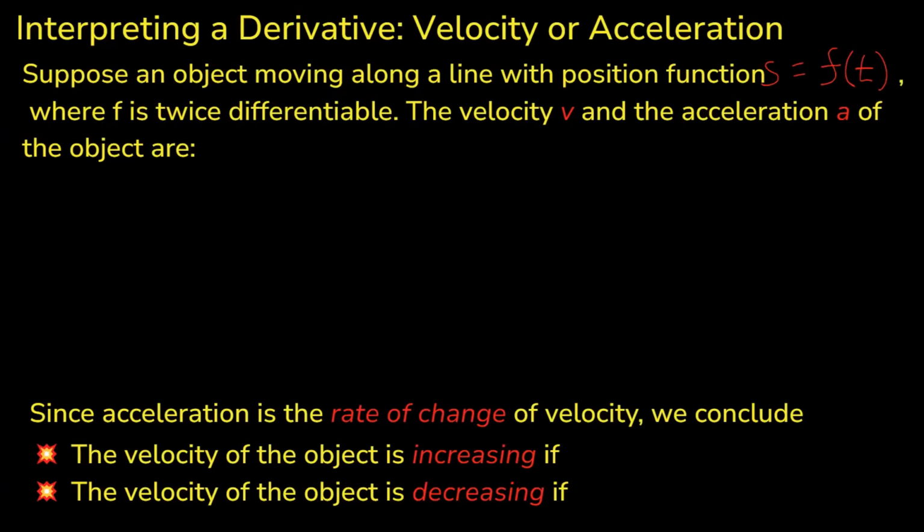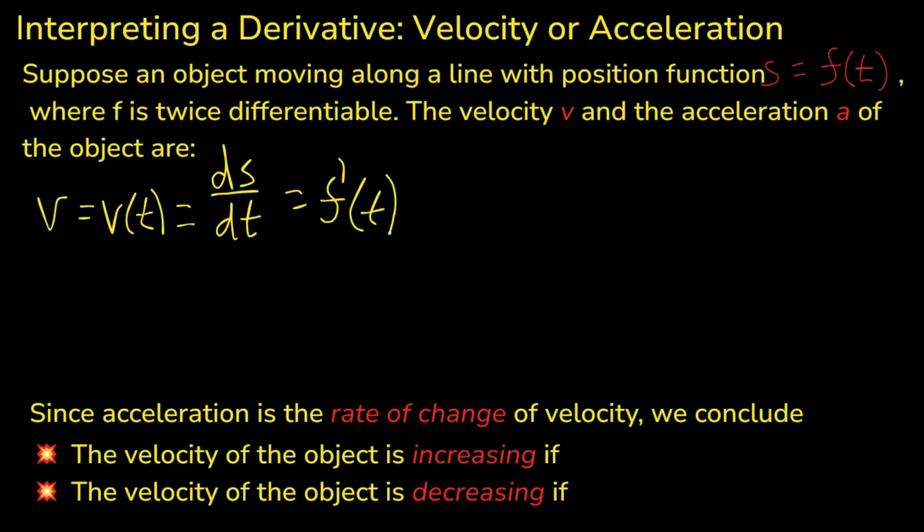So suppose we have an object moving along a line with position function s, where s is a function of time, so f of t, and f is a twice differentiable function. The velocity and acceleration functions of the object are going to be as follows. V, or we could write it in function notation, v of t, is equal to the derivative of the position function with respect to time, which we could also note in function notation as f prime of t.